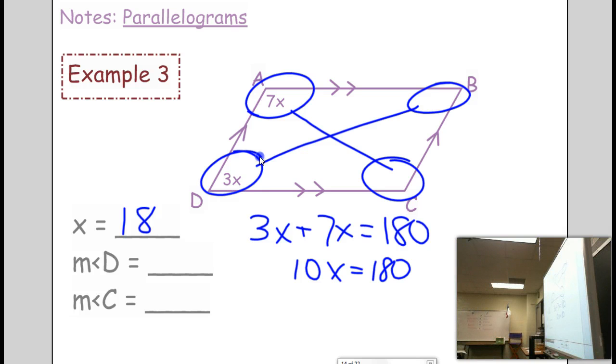Angle D. No, go ahead. 3 times 18. Oh, yeah. 3 times 18 is 54. 54. If you know one angle, you know all angles.